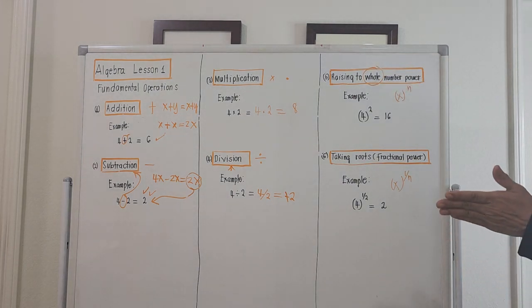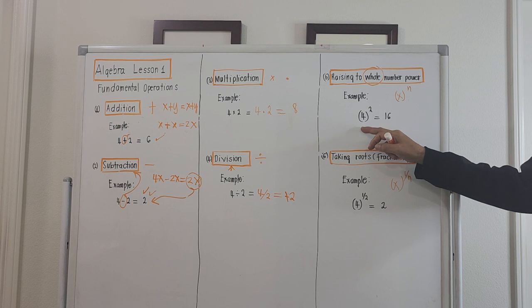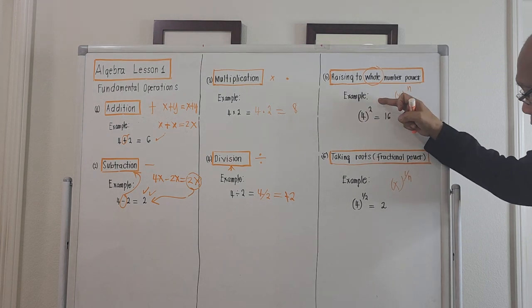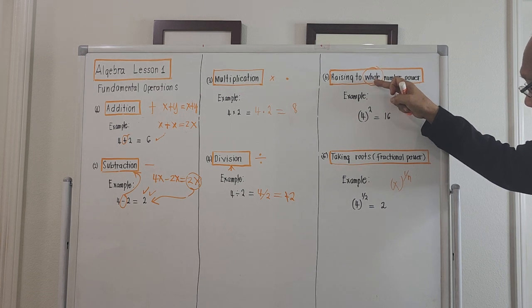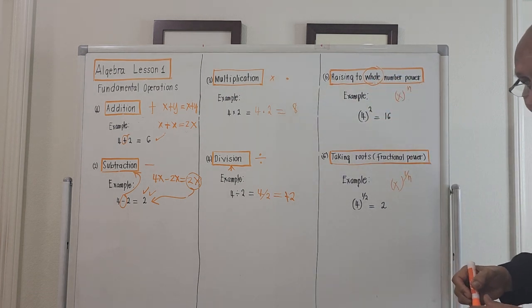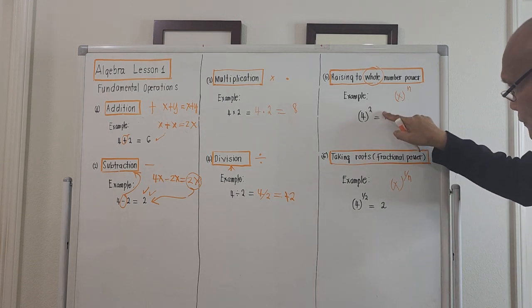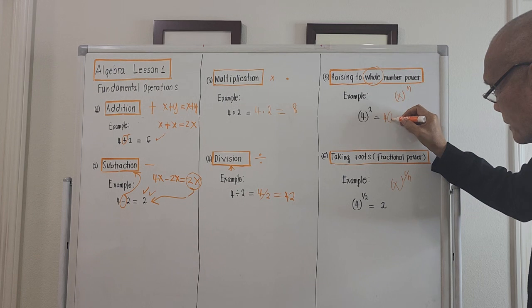Okay? So, for this example, I will be taking number 4. So I will write it here, 4 raised to the second power. So we are raising to a whole number power, right? So 4 square, what's 4 times 4? Because 4 square can be written as 4 times 4, right?